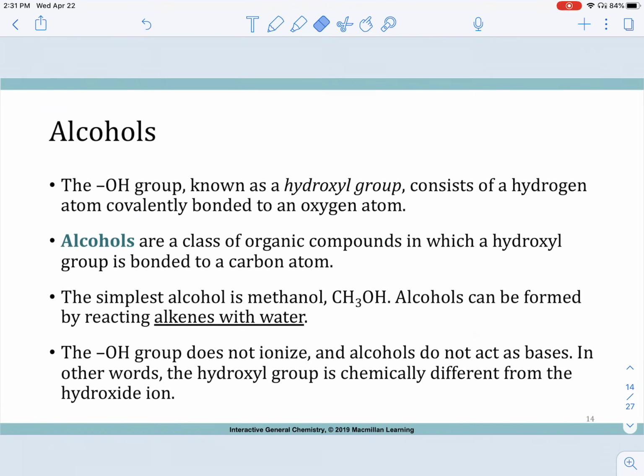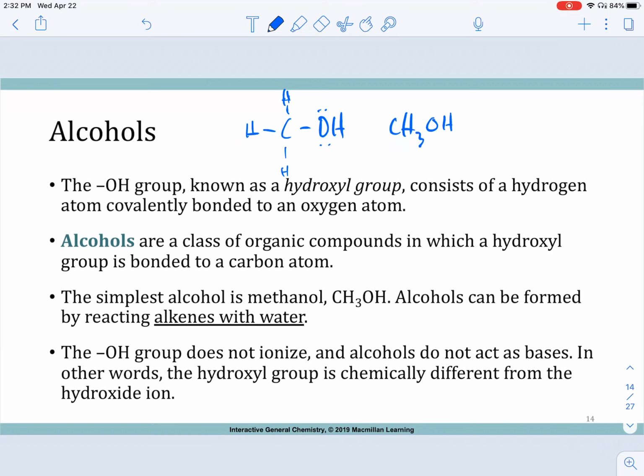So alcohols have the OH group, the hydroxyl group. We've seen a lot of alcohols already in chemistry, but now we're going to get a little bit more specific about them. Methanol is the simplest alcohol. You take one carbon and you replace an H with an OH, or CH3OH, as it's generally written. That's the simplest. You can form these by reacting alkenes with water. That's one way you can get to that point.